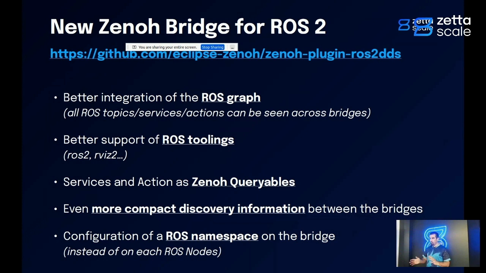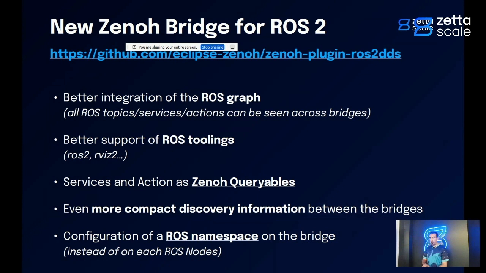So it means also the ROS tooling is working far better. If you have two bridges interconnected together, you can remotely see all the topics, all the services and actions from a remote robot through the Zenoh bridges. And you can also have RViz working very well across Wi-Fi, across the internet, and so on and so forth. The services and actions are now mapped onto Zenoh queryables, which makes them far easier to call from any Zenoh application. Just do a get operation, and you can call a service or an action, providing you give the correct payload encoded in CDR as usual.